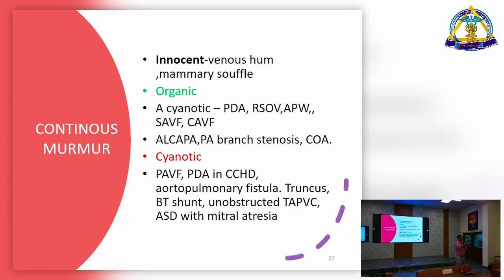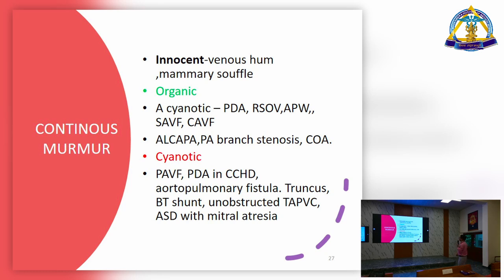Then the question comes, what are the differential diagnoses for a continuous murmur? Physiologically, what is the murmur? It is a venous hum, mammary souffle, and organic murmurs, acyanotic and cyanotic. Acyanotic continuous murmur: PDA, AP window, and systemic arteriovenous fistula or coronary arteriovenous fistula. We studied PDA, continuous murmur, and arteriovenous fistula, either systemic or coronary.